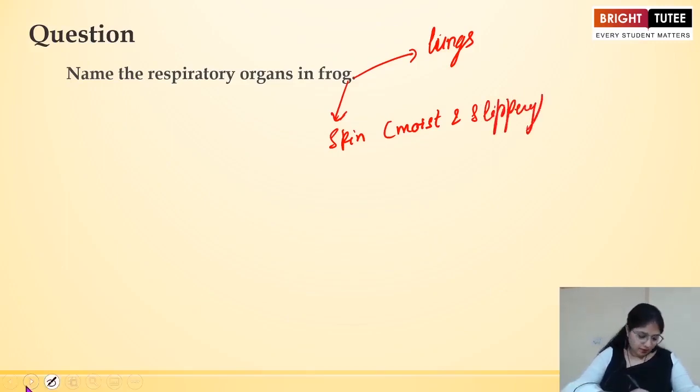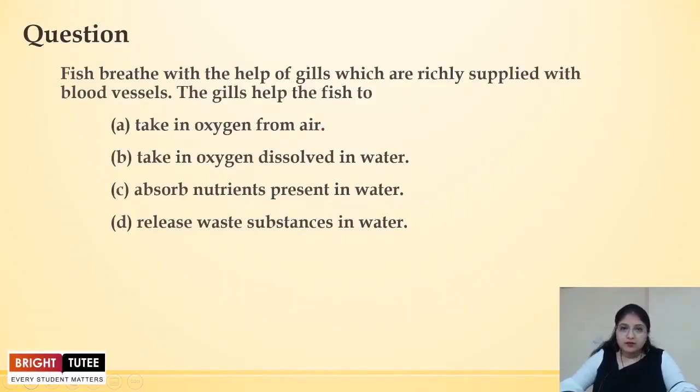Fish breathe with the help of gills, which are richly supplied with blood vessels. The gills help the fish to take in oxygen from air, take in oxygen dissolved in water, absorb nutrients present in the water, and release waste substances in water. So the answer is it helps to take in the oxygen that is dissolved in the water.